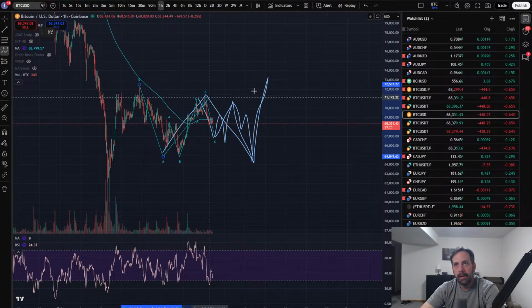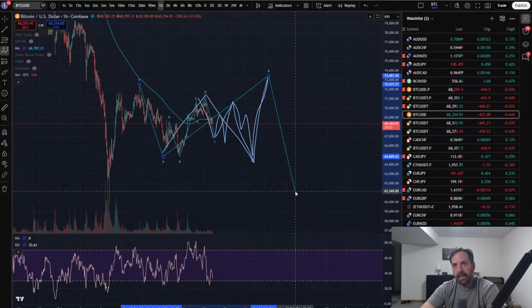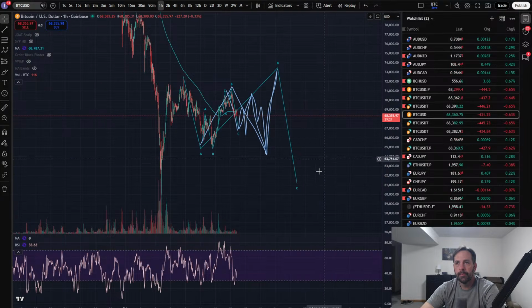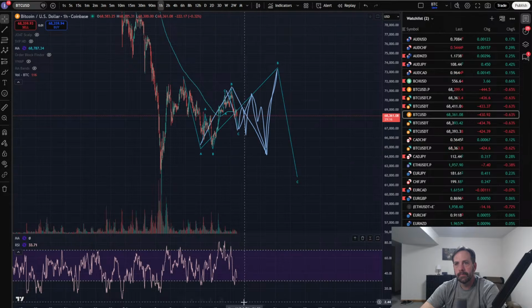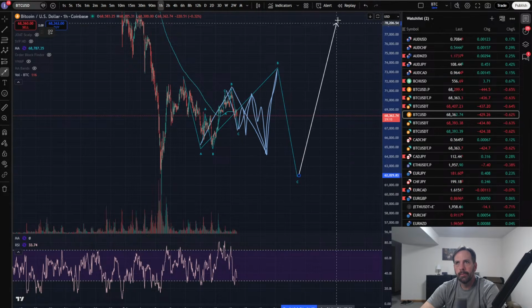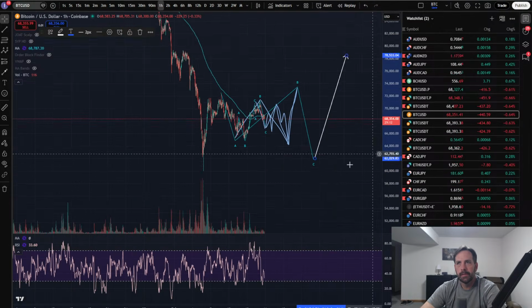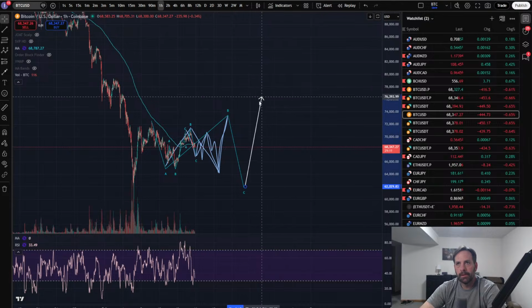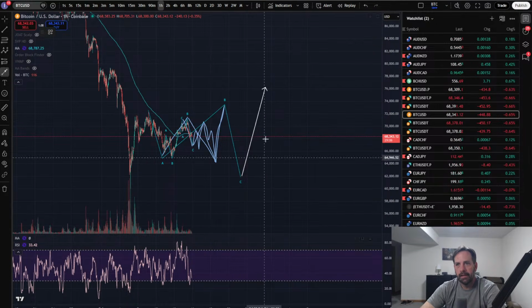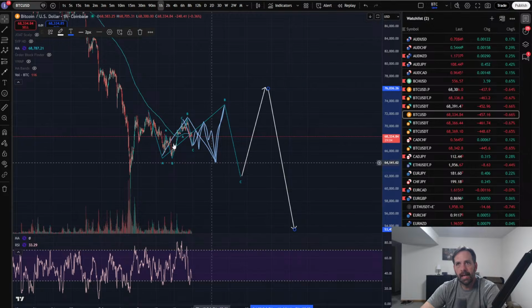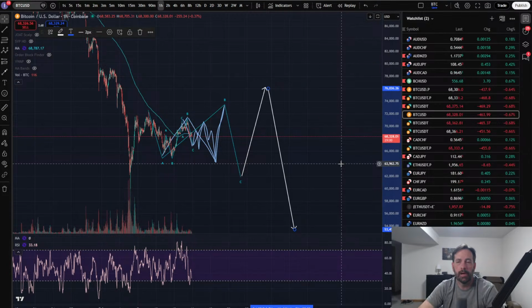A, B, C, boom. See that? Which then takes you up. Now, if it goes up here like this, it could just go that high right there, and then all of a sudden come down and take the low. You see how Elliott Wave theory accounts for the shenanigans really, really well.